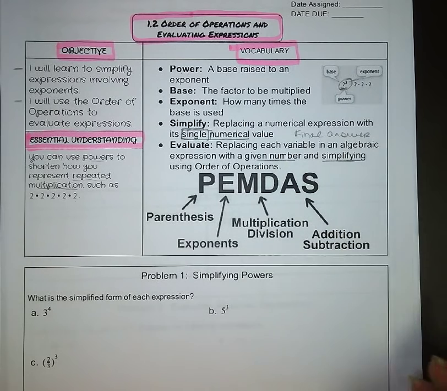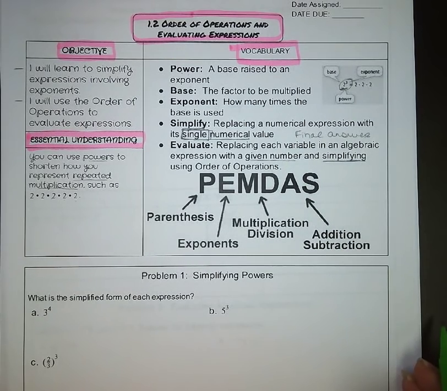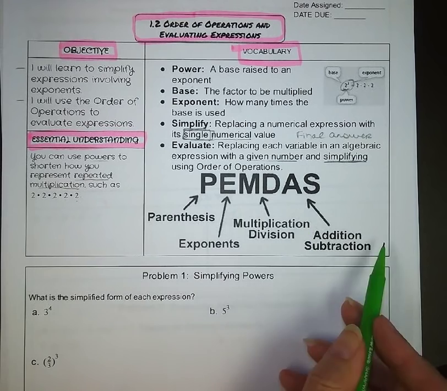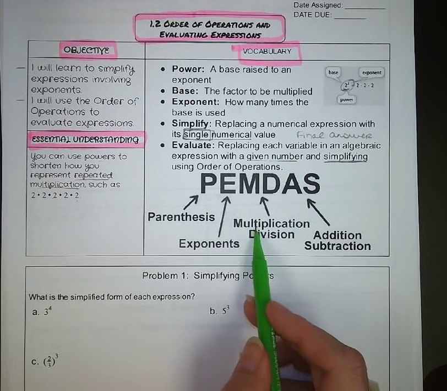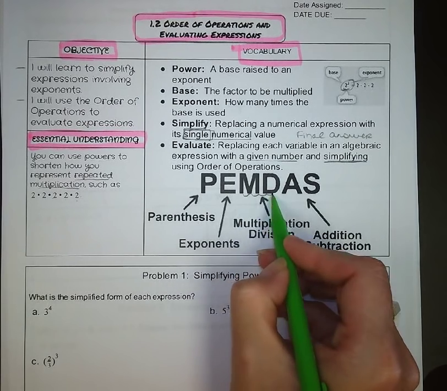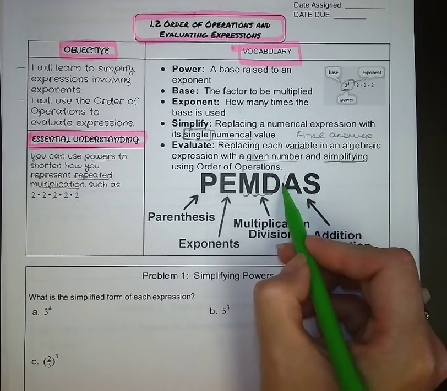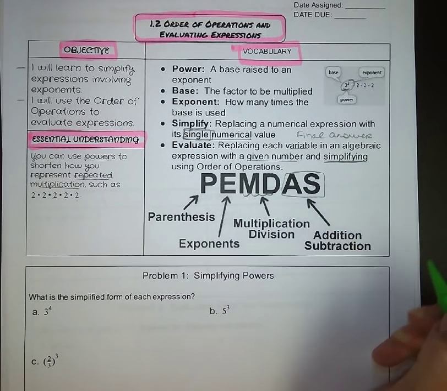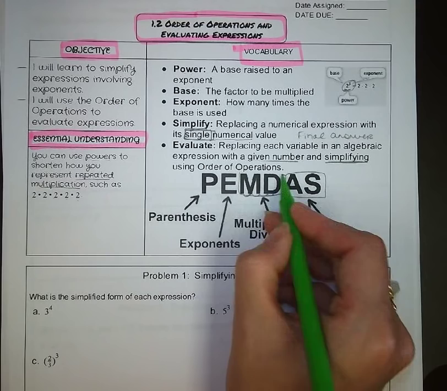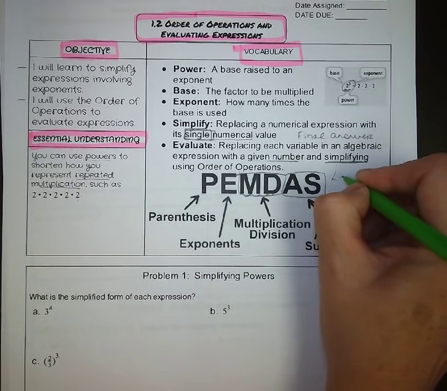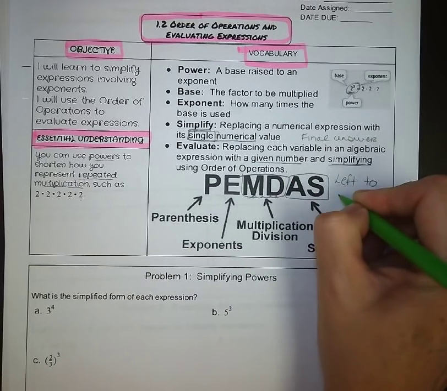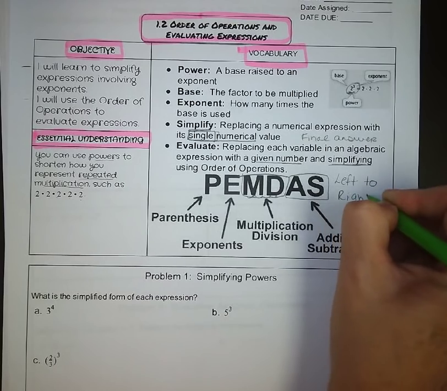Now that order of operations again is PEMDAS. Parentheses, exponent, multiplication and division, and addition and subtraction. Now remember, multiplication and division are treated left to right in the equation, or in the setup, and so is addition and subtraction. It is done left to right.